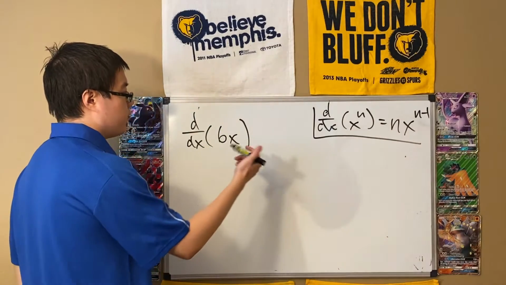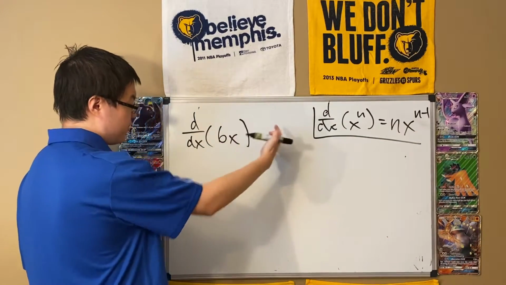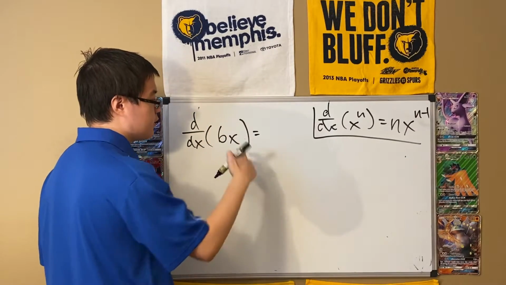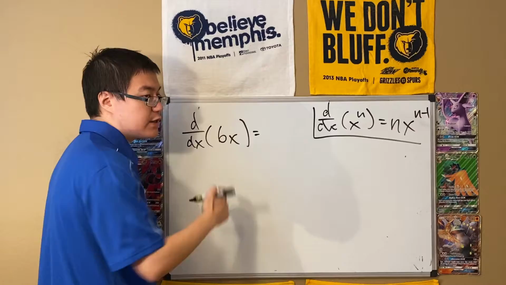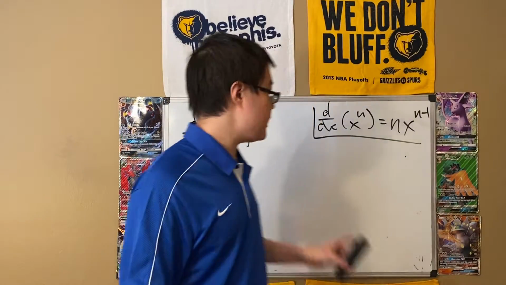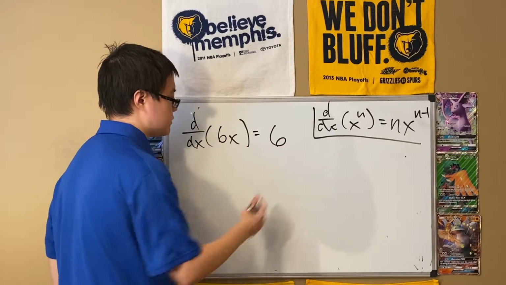Another way is to employ the power rule. Technically, 6x is 6x to the 1. So to take that derivative, you drop the power to the front. So it's 1 times x. You subtract 1 from the exponent, so it's 1 minus 1, which is 0. x to the 0 is 1. So basically, whenever you have a constant times x, the derivative is just that constant.